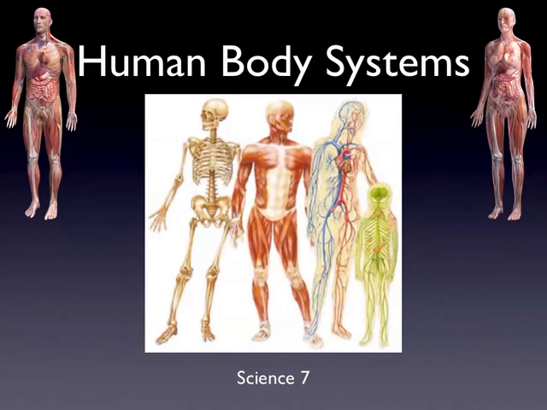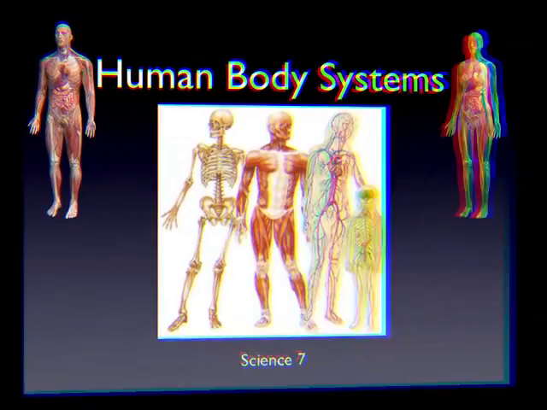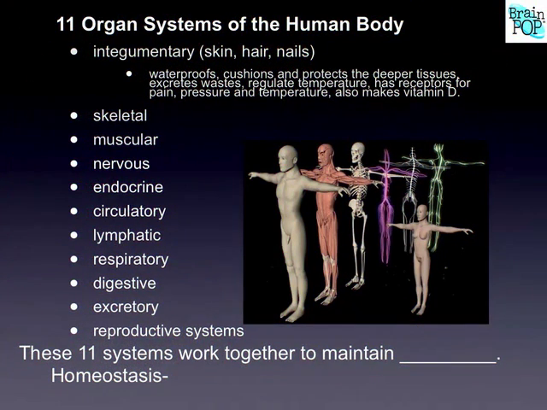Diagrams from skeletal, muscular, circulatory, immune system, and so forth. So we'll be talking about a bunch of those. But to start off here, we organize human bodies into 11 main systems.